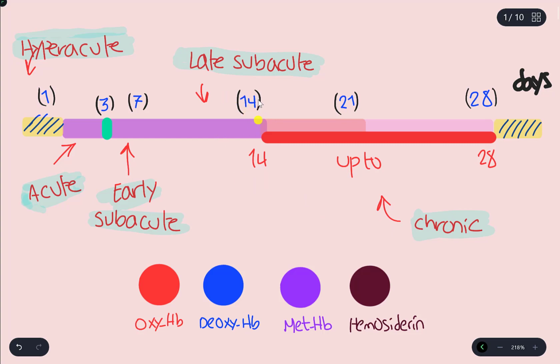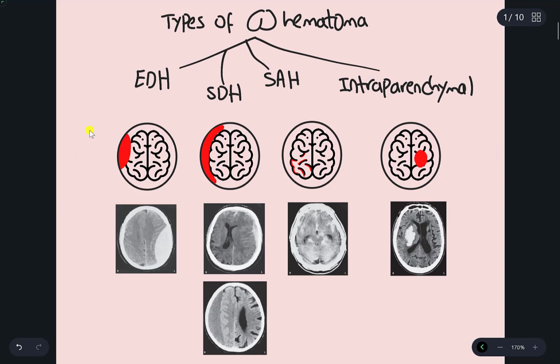Sometimes the window of 14 days, according to some authors, is extended up to 28 days. So late subacute hematoma may extend up to 28 days, and the chronic hematoma will be more than 28 days. At first, let's talk about types of intracranial hematoma.